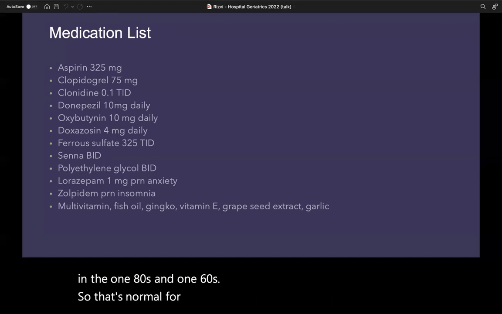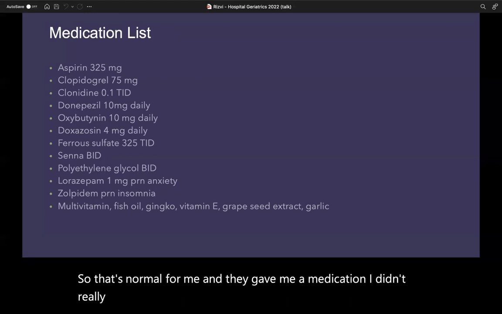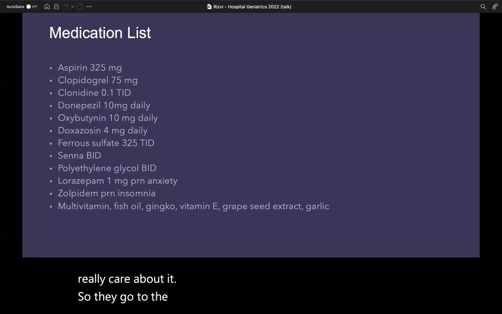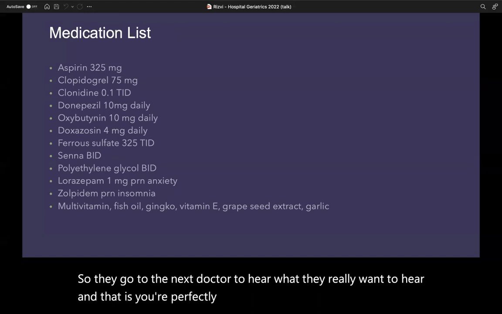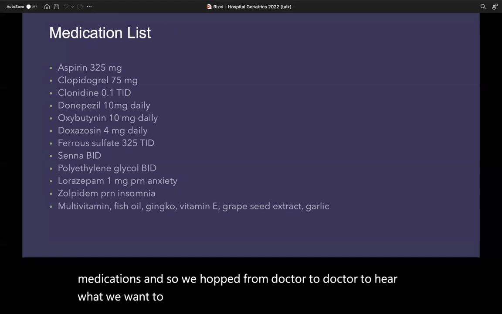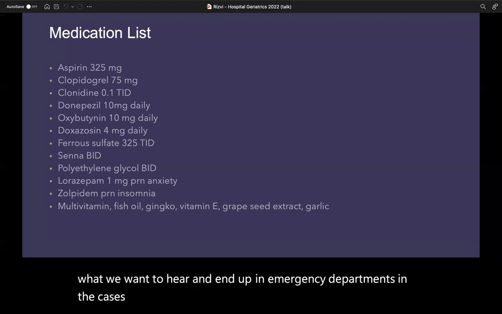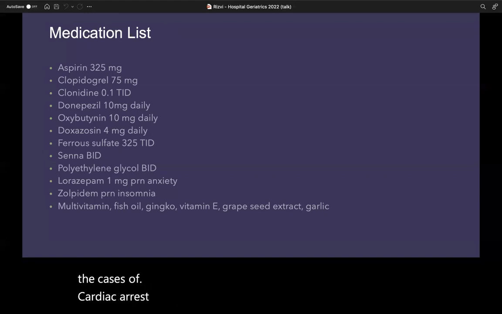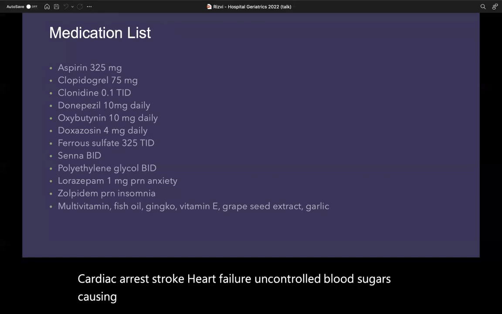And they gave me a medication. I didn't really care about it. So they go to the next doctor to hear what they really want to hear. And that is, oh, you're perfectly fine, and you should not take any medications. And so we hop from doctor to doctor to hear what we want to hear, and end up in emergency departments in the cases of cardiac arrest, stroke, heart failure, uncontrolled blood sugars causing altered mental status and all the complications. So sadly, because of that, we run into a prescription cascade.